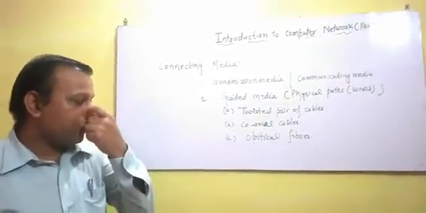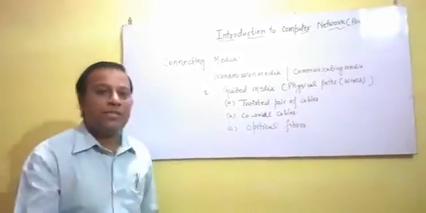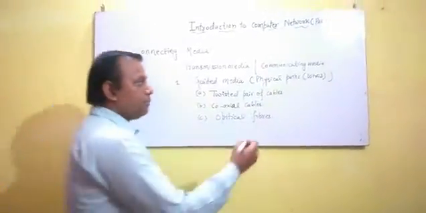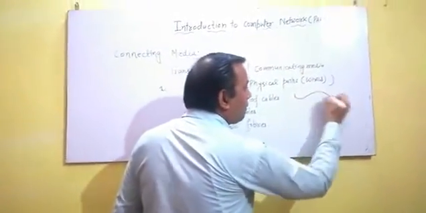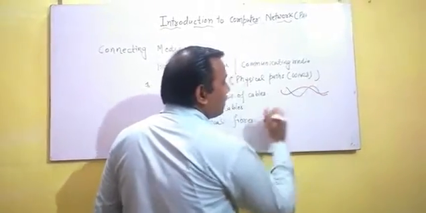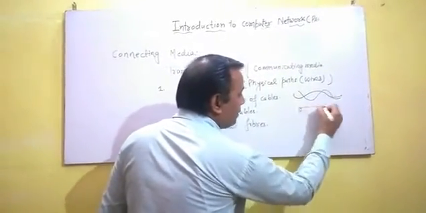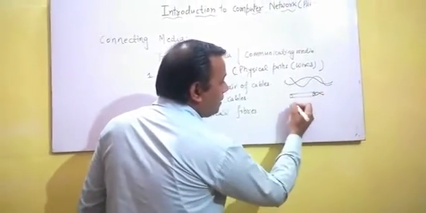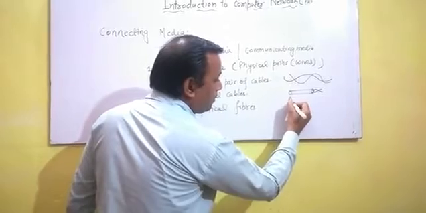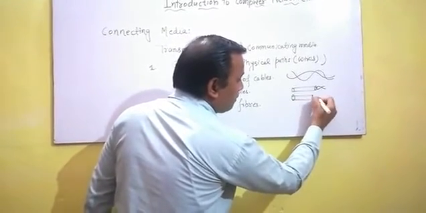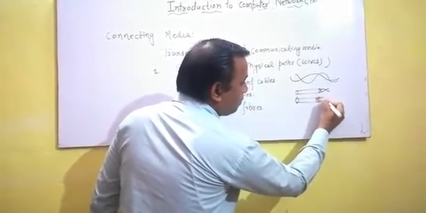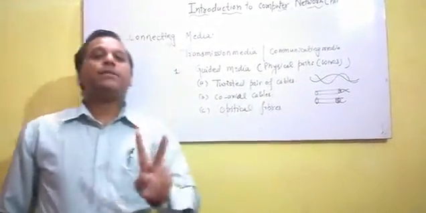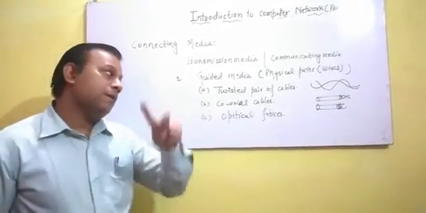Now, twisted pair cable is the simplest form of transmission media. Whenever we are talking about twisted pair cables, the technology changes and the twisted pair changes from one form to another form. Sometimes it looks like this form, sometimes it looks like this form, sometimes it looks like these forms.